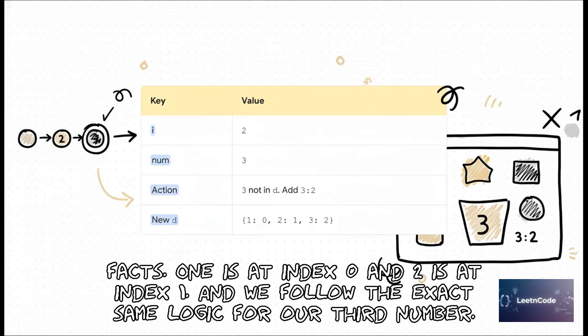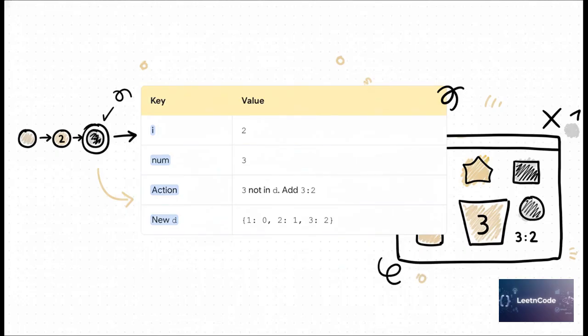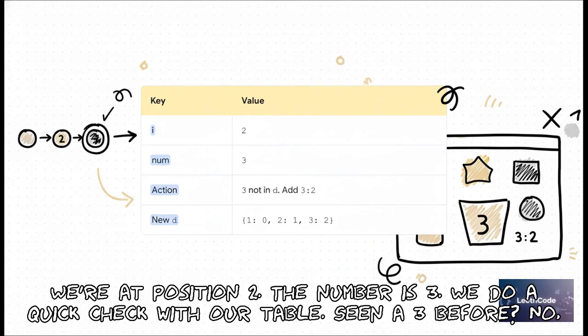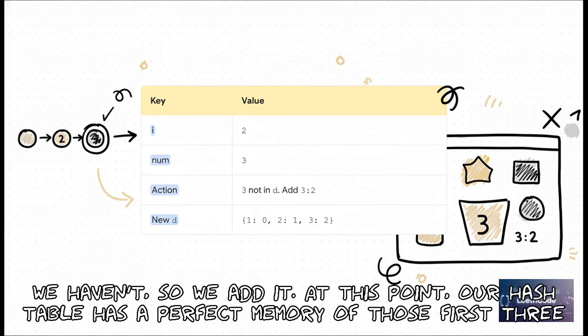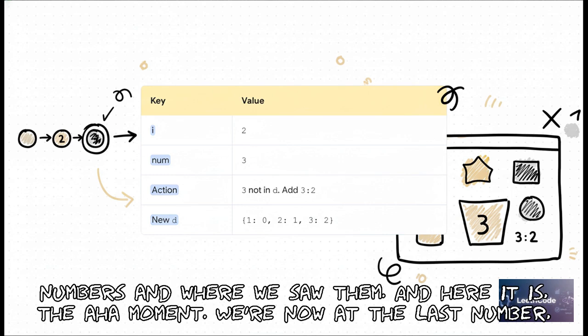And we follow the exact same logic for our third number. We're at position 2, the number is 3. We do a quick check with our table. Seen a 3 before? No, we haven't, so we add it. At this point, our hash table has a perfect memory of those first 3 numbers and where we saw them.